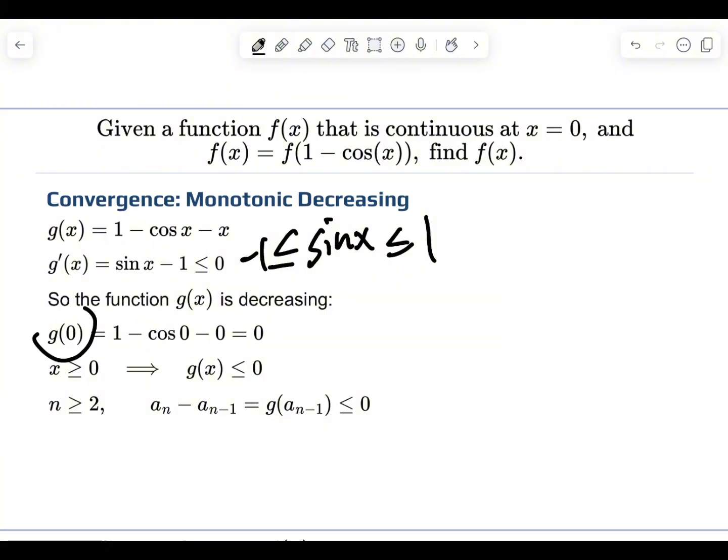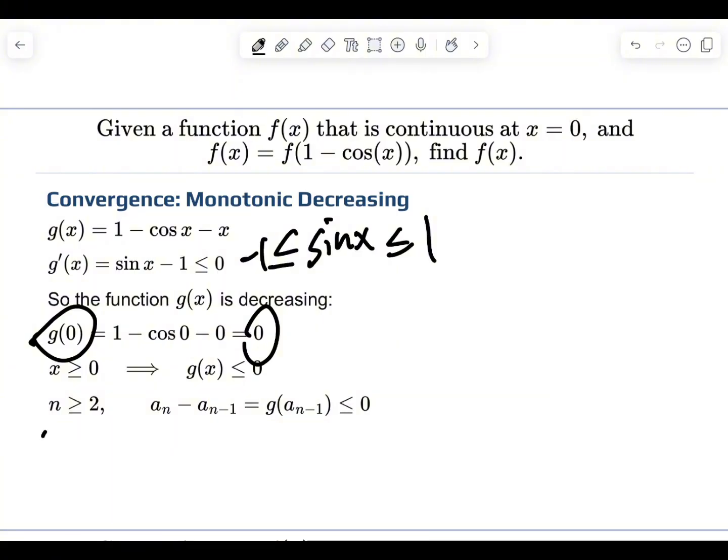We can find g of 0. 0 is the smallest n term. So we can plug in 0 and the result is equal to 0. So because x is greater than or equal to 0, we can prove that g of x is less than or equal to 0, because g of x is monotonic decreasing. Every term after 0 must be less than or equal to 0.